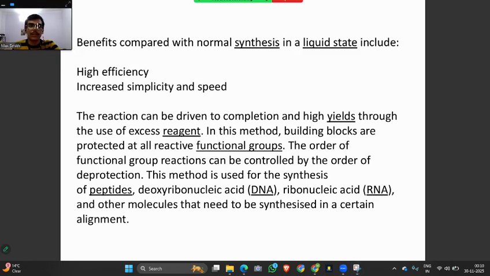Benefits compared with normal synthesis in a liquid state include high efficiency, increased simplicity and speed. The reaction can be driven to completion and high yields through the use of excess reagent. In this method, building blocks are protected at all reactive functional groups. The order of functional group reactions can be controlled by the order of reagent addition. This method is used for the synthesis of peptides, deoxyribonucleic acid (DNA), ribonucleic acid (RNA), and other molecules that need to be synthesized in a certain alignment.